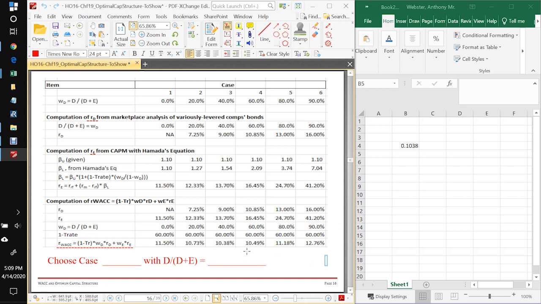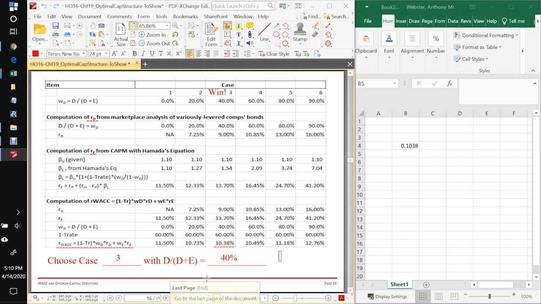Okay, so what do we know? We know that the present value of the future cash flows for this firm is going to be maximized when the opportunity cost of capital is minimized. So that is definitely case 3, right? So case 3 is our winner. All right, so we choose case 3 with our debt to enterprise value of 40%.